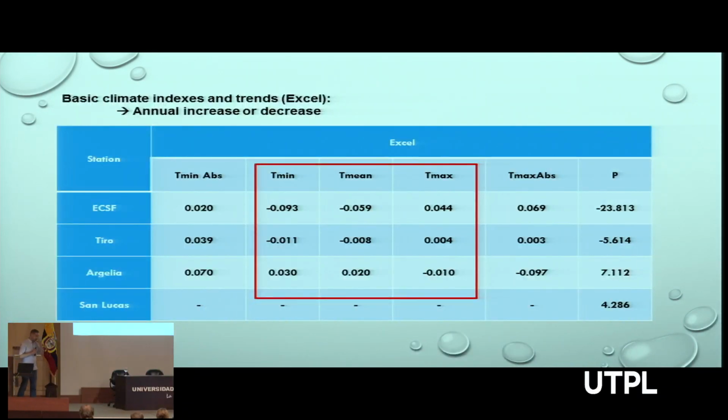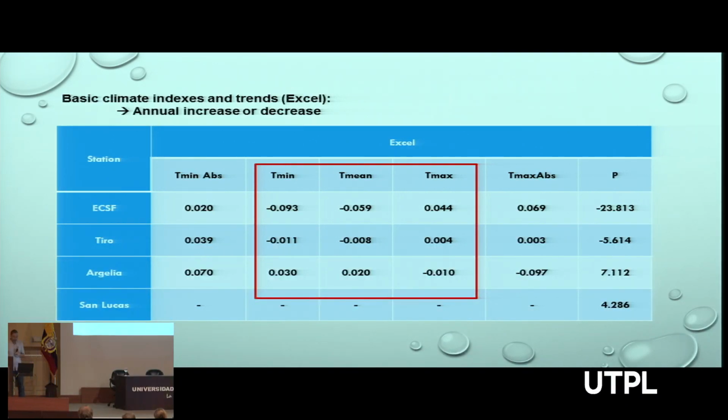So we calculated first the basic indexes. I don't have so much time, so only minimum temperature, mean and maximum temperature. Really interesting, mean and minimum temperature are reduced in the Amazon basin. The first two stations are from the Amazon basin. Okay, Tiro is the transition to the highland, and the other two stations are the highlands. So minimum and mean temperature decreased in the Amazon basin, and contrary in the highlands increased. Maximum temperature on the other side increased in the Amazon basin, but decreased in the highlands.